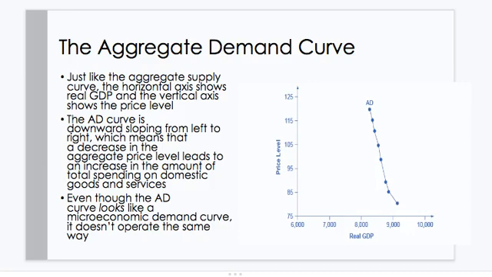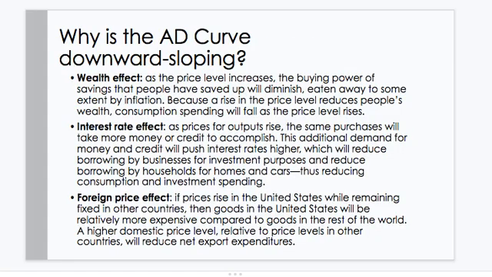The aggregate demand curve. Just like the aggregate supply curve, the horizontal axis is real GDP, the vertical axis is price level. The aggregate demand curve is downward sloping from left to right, which means that a decrease in the price level leads to an increase in the amount of total spending on domestic goods and services. Even though the AD curve looks like a microeconomic demand curve, it doesn't operate the same way. Why is it downward sloping?